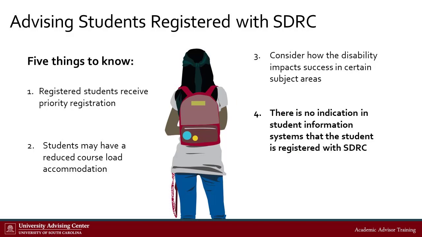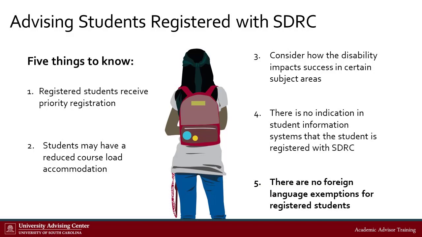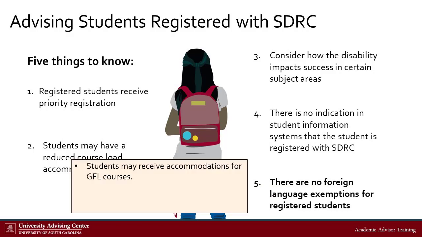4. There is no indication in the student information systems or on the transcript that the student is registered with SDRC. Students may choose to have their academic advisor notified of the registration and approved accommodations. And 5. There are no foreign language exemptions. However, students may be eligible to receive accommodations for these courses. Students should begin foreign language courses no later than the junior year if accommodations are needed.